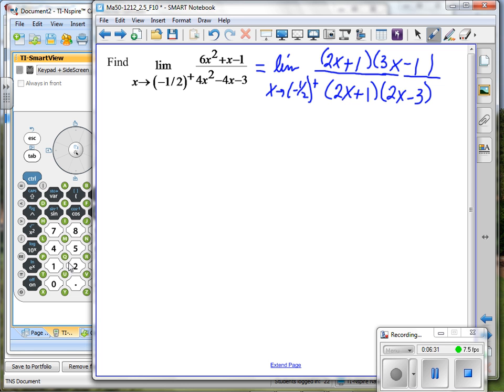Do we agree on the factors? Okay. Now we had a theorem back in section, must have been 2.3 maybe, that talked about limits that agree everywhere except at one point. And this would be one of those. This function is going to agree everywhere except at what value?